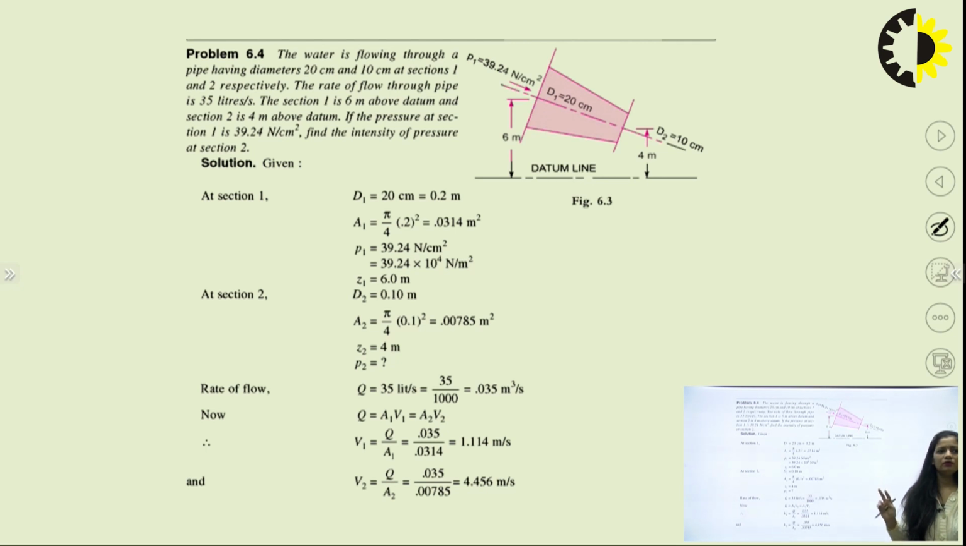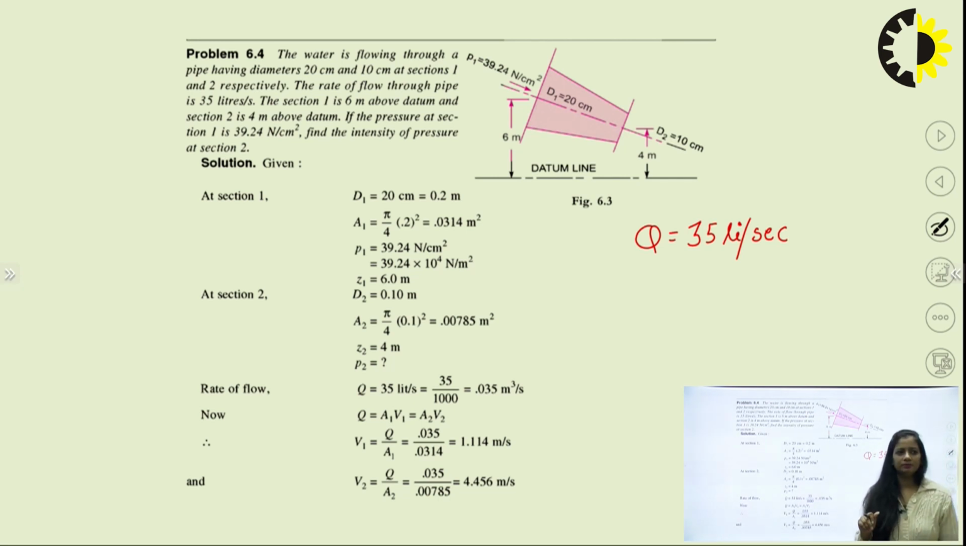Now the next question. The water is flowing through a pipe having diameters 20 centimeter and 10 centimeter at section 1 and 2 respectively. This is your 20 centimeter and this is your 10 centimeter. The rate of flow through the pipe is 35 liters per second. Here in this question, Q is given as 35 liters per second. Section 1 is 6 meter above datum and section 2 is 4 meter above datum.